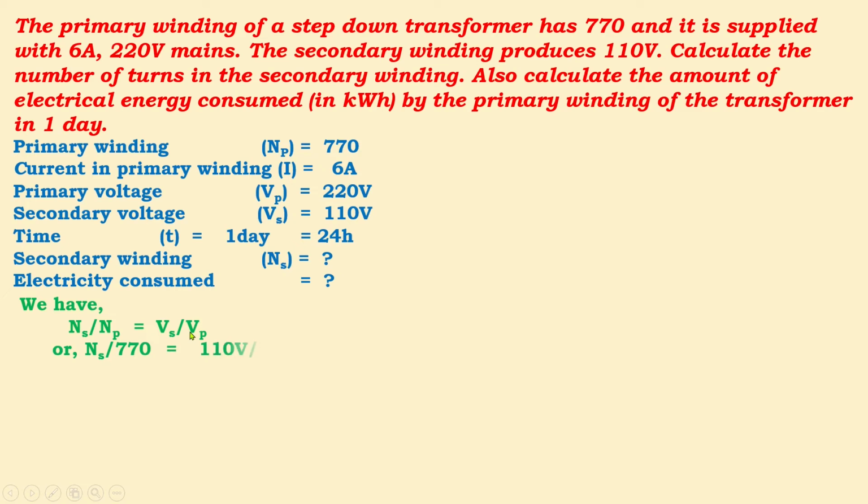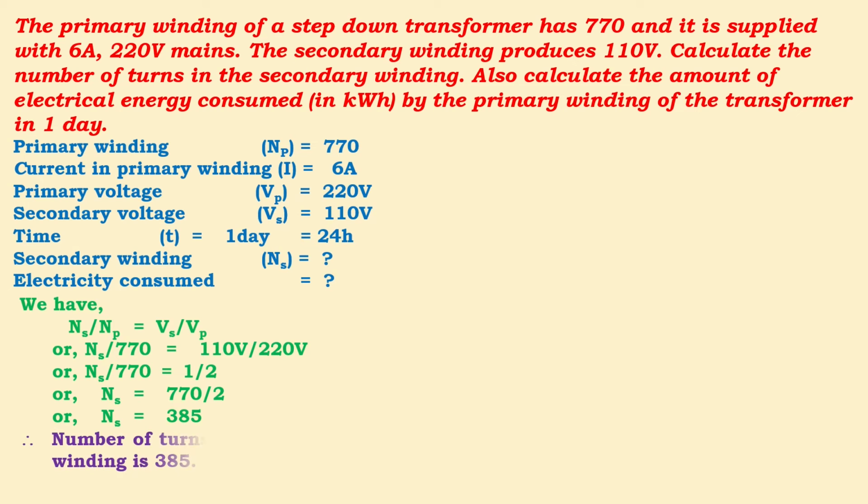So look at this. Np is given here 770, it is written in place of Np, and Vs is 110, here it is, and Vp is 220. Writing all this, now we can go through simple calculation. 110 divided by 220 becomes 1 by 2, volt cancel. Now Ns is equal to 770, taken to right hand side, it goes to numerator and 2 remains in denominator. That's why number of turns in secondary coil becomes 385, and this is one of the answers of the question. That means number of turns in the secondary winding is 385.